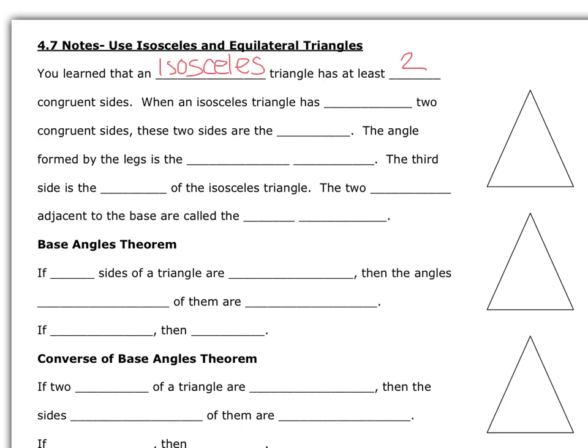So when an isosceles triangle has exactly two congruent sides, then the two sides are the legs. Basically, let's look over here and we'll make this an isosceles triangle. What it's saying is that when you have an isosceles triangle with exactly two sides congruent, these are referred to as the legs.